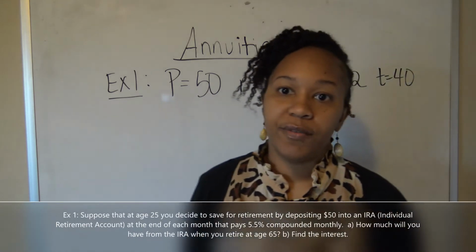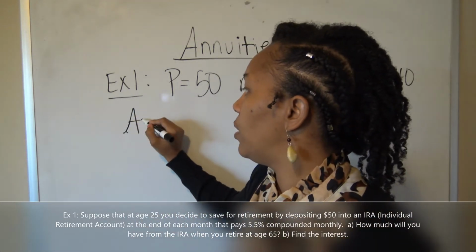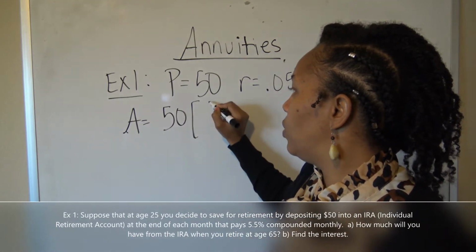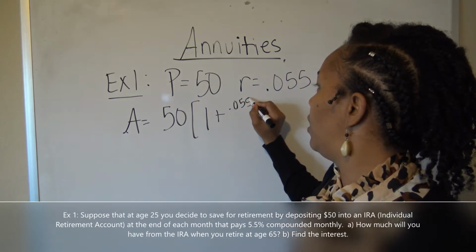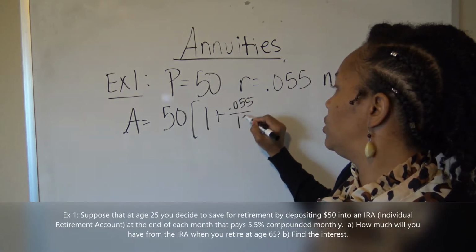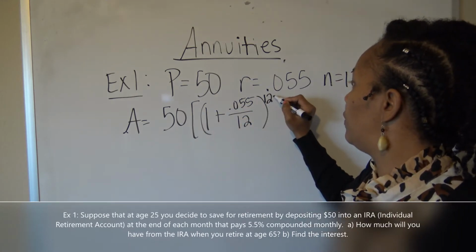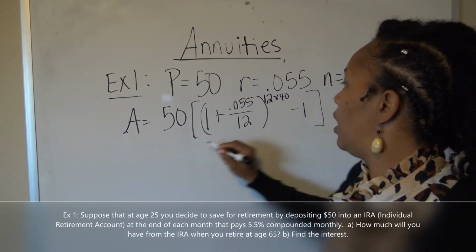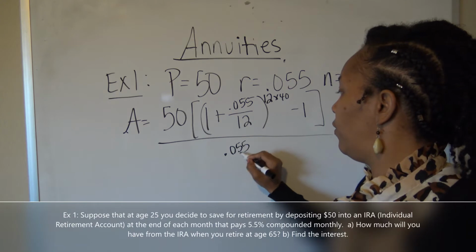Now you want to figure out what is the future value of that annuity. So you want to plug all of these into your formula. 50 times (1 plus 0.055 over N, which is 12), all of that raised to the 12 times 40, minus 1, all of that over 0.055 over 12.